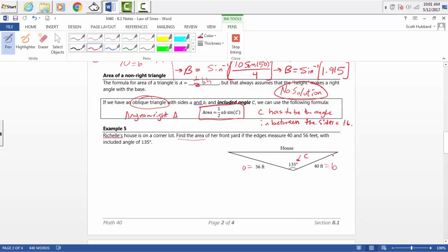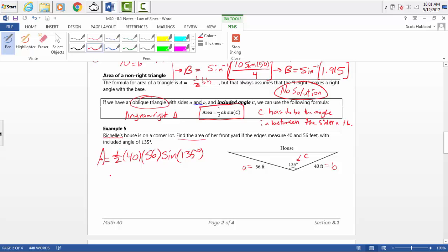She measures 40 feet on one side of her yard and 56 feet on the other. The angle in between is 135, so the area is simply going to be a really quick way to find out. It's just area is equal to 1/2 times 40 times 56 times sine of the angle in between, 135.